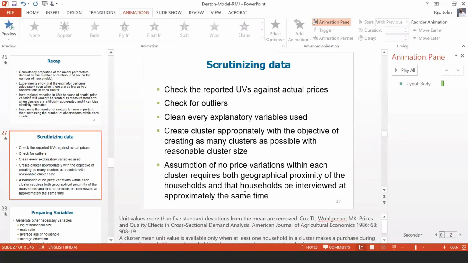Otherwise, you would find genuine price variation within a cluster if these households are interviewed across different times. But in most of the household surveys that we have come across, it is quite normal procedure that the households within a cluster are usually interviewed at more or less the same time. I mean, typically within a week or so. So this is not a major concern in typical settings.